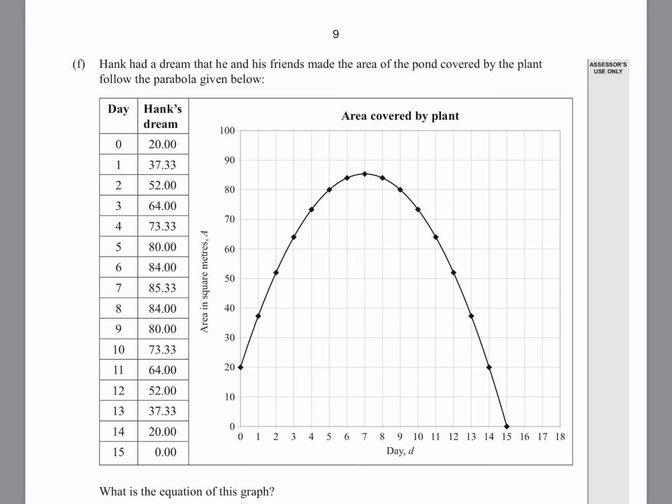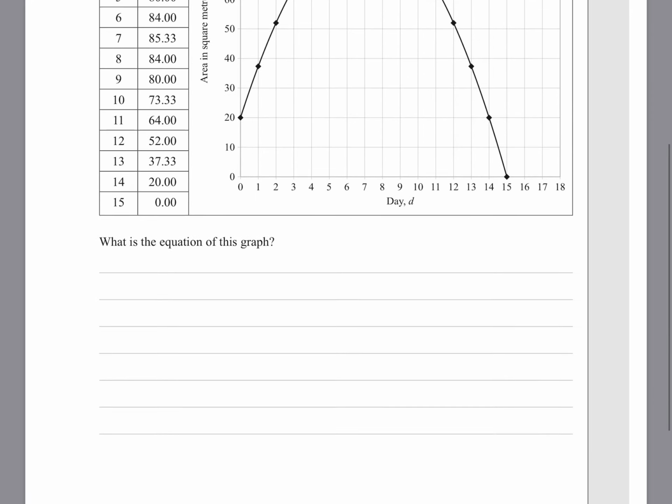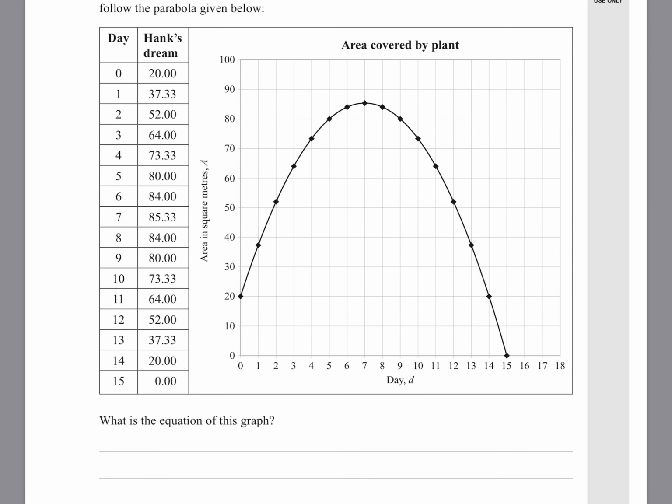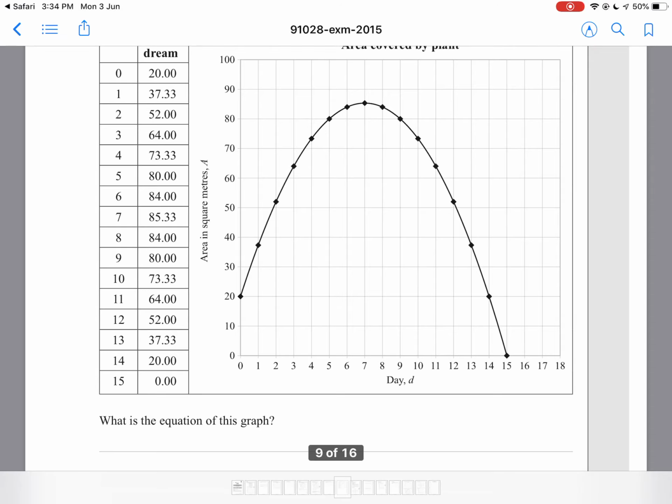Hank had a dream that he and his friends made the area of the pond covered by the plant follow the parabola given below. What is the equation of this graph? So simply, we're going to use the vertex equation. In this case you can either use the vertex equation or the intercept equation. I'm going to show you the vertex equation first.